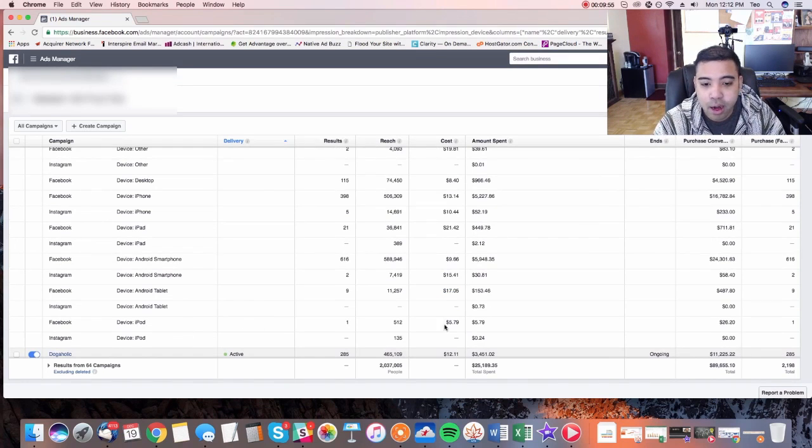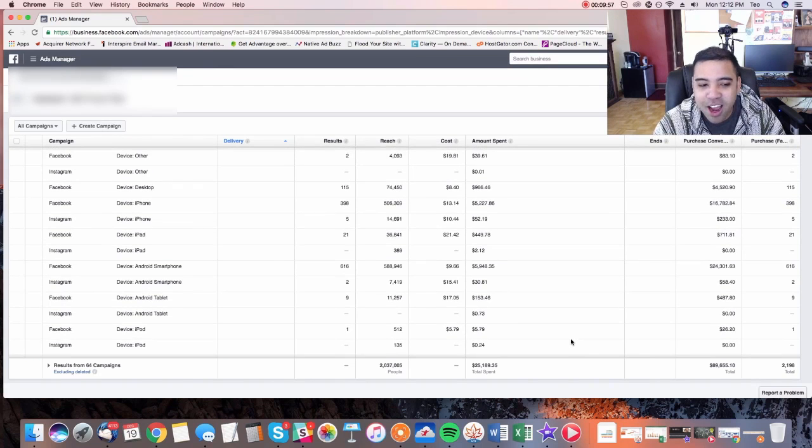All right, another one here, iPods. You can find out if they're using their iPods to buy your product. We had one sale here, and it cost us $5.79 to get one sale.